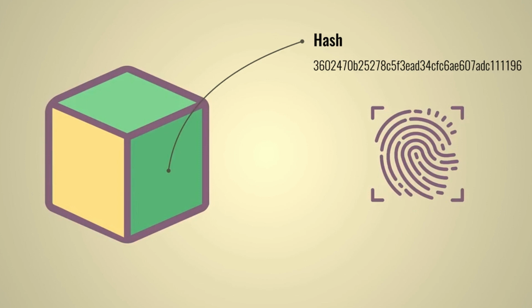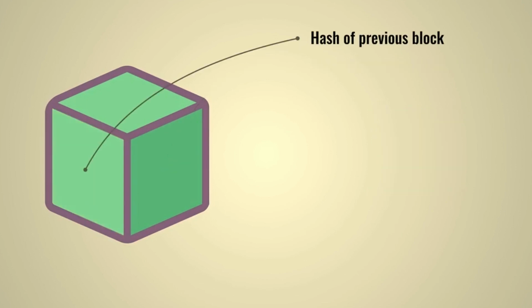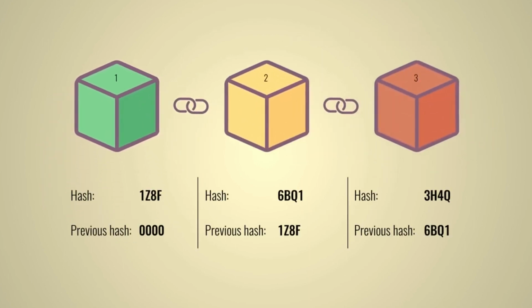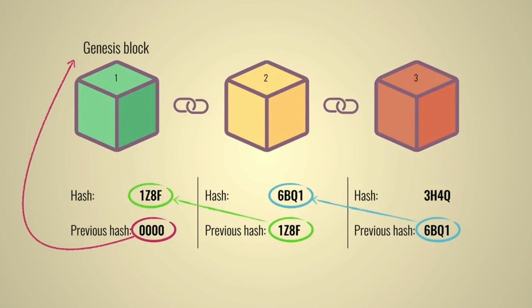The third element inside each block is the hash of the previous block. And this effectively creates a chain of blocks, and it's this technique that makes a blockchain so secure. Let's take an example. Here we have a chain of 3 blocks. As you can see, each block has a hash and the hash of the previous block. So block number 3 points to block number 2, and number 2 points to number 1. Now the first block is a bit special. It cannot point to previous blocks because, well, it's the first one. We call this block the Genesis block.